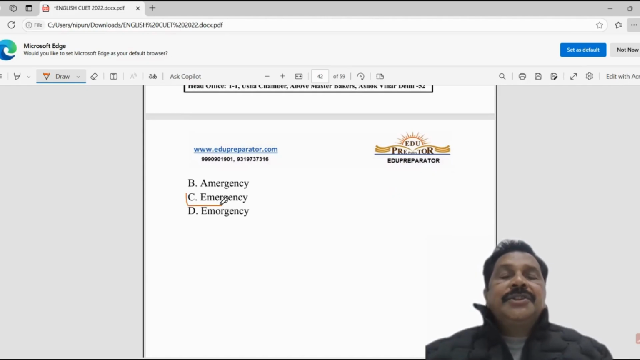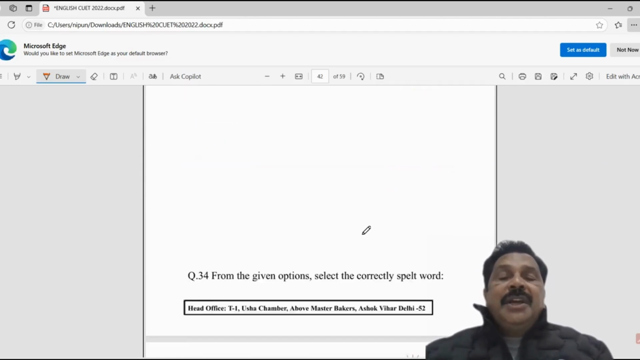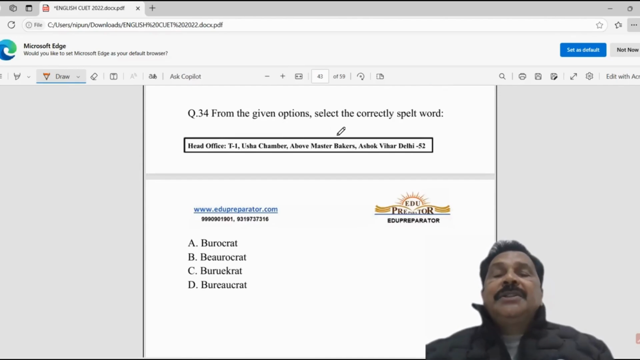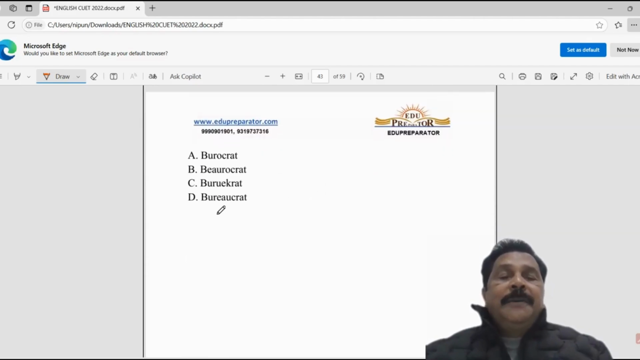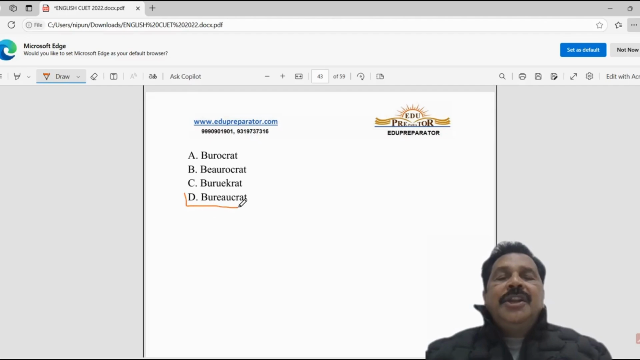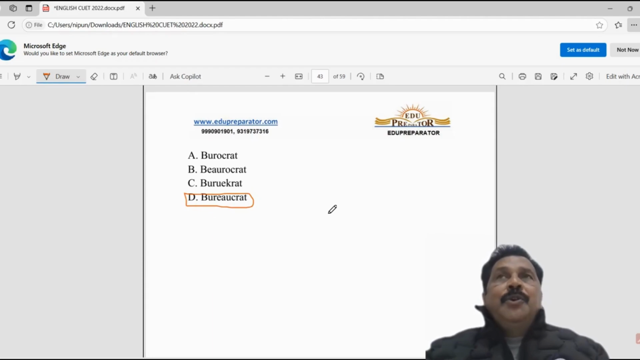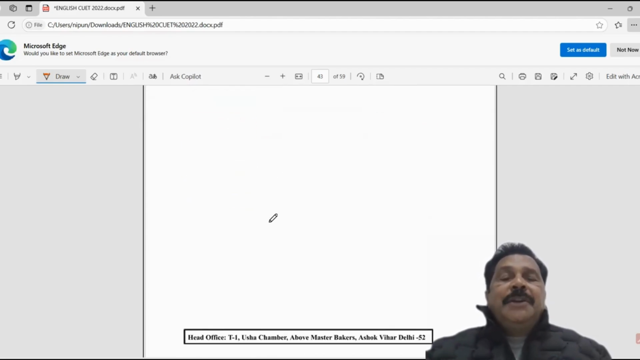And the correct answer is emergency. See the spelling, the O sound is there, so you will be able to understand the word. From the given options, select the correctly spelled word. This is the fourth one. 100% of the children used to make a mistake, and this is a word you generally get in competitive exams: bureaucrat. Bureau means a small table with a drawer. Clear? So bureaucrat means very confidential, trusted people.